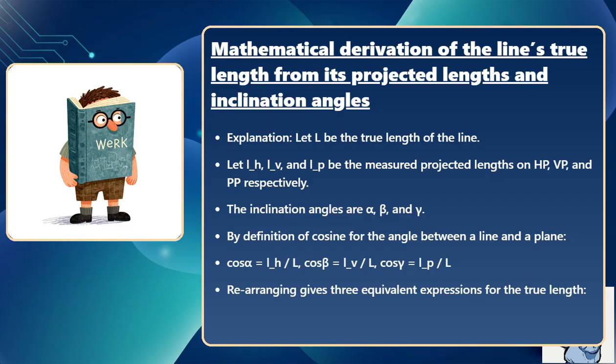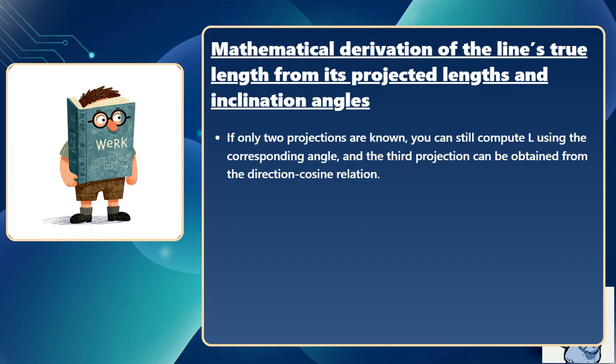Rearranging gives three equivalent expressions for the true length: L equals L_H over cos alpha equals L_V over cos beta equals L_P over cos gamma. If only two projections are known, you can still compute L using the corresponding angle, and the third projection can be obtained from the direction cosine relation.